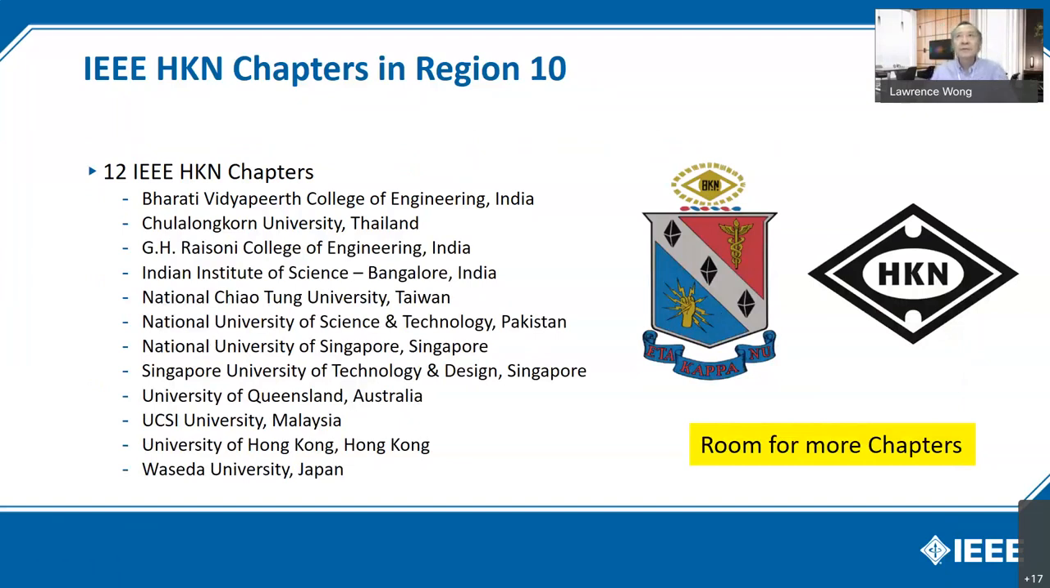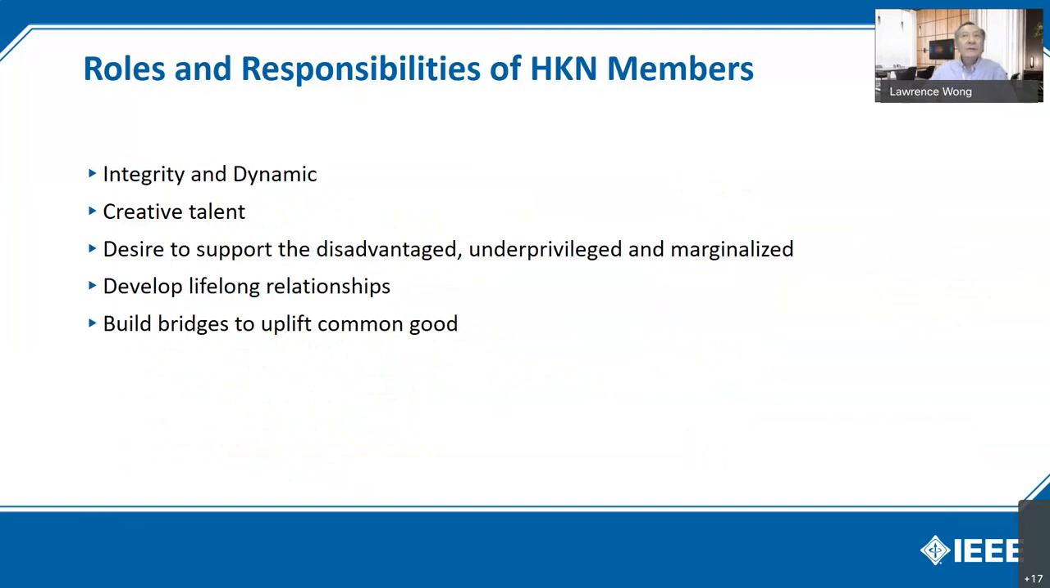All right, so you've heard about the number of various chapters from both Ed and also from Michael. So we have 12, two of which we are trying to get active again, and one in the process of being formed. Okay, so these are the 12, and you can see the countries that they come from: India, Thailand, Taiwan, Pakistan, Singapore, Australia, Malaysia, Hong Kong, and Japan.